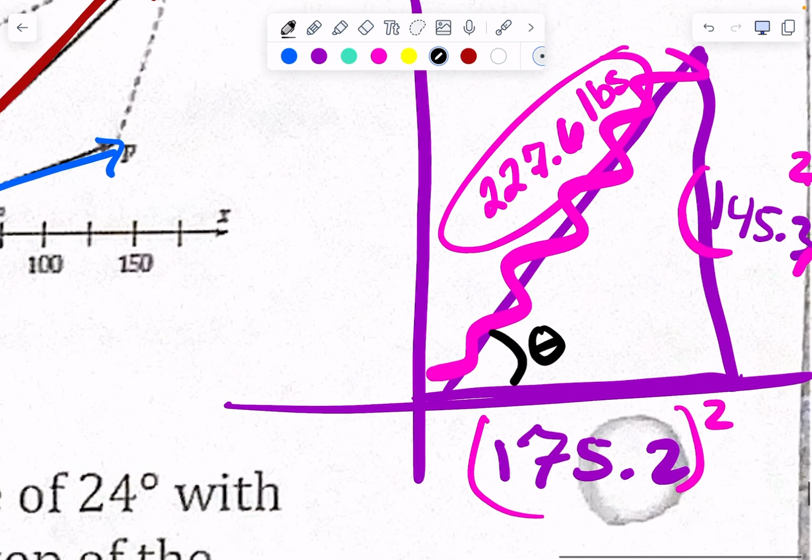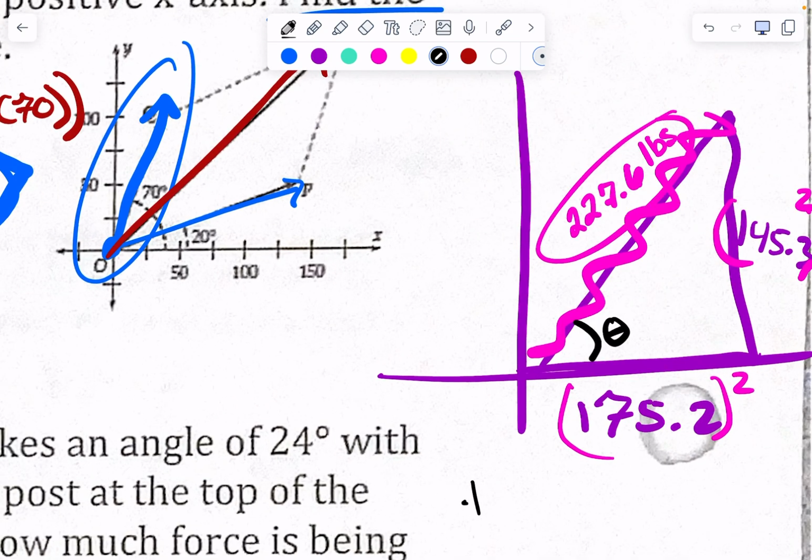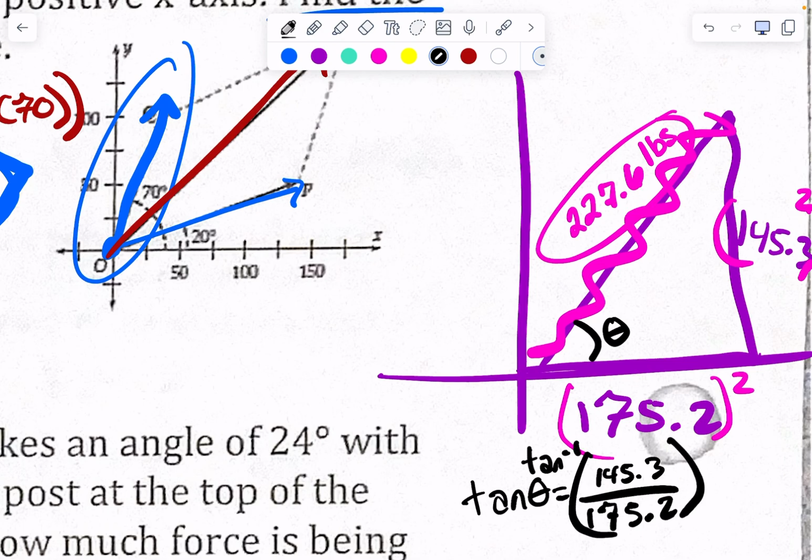How do I find that angle? Tangent of theta is 145.3 over 175.2. So I do inverse tangent of that thing. And what's the angle that it's going to come out of the ground at? 39.7 degrees. Do we need to add it, subtract it from anything? No, we're in the first quadrant. So it is going to come out of the ground at 227.6 pounds of force at a 39.7 degree angle.